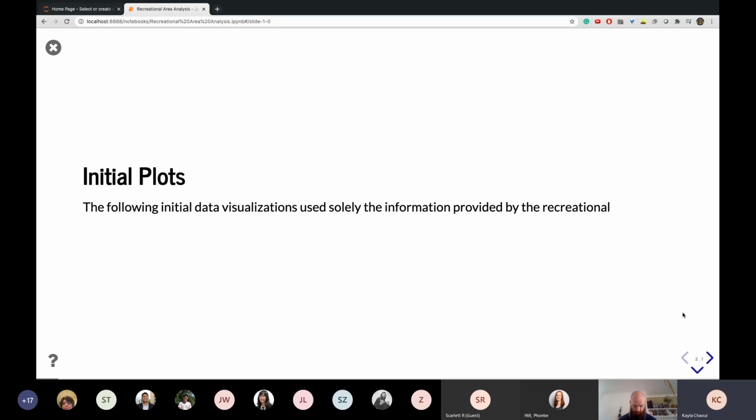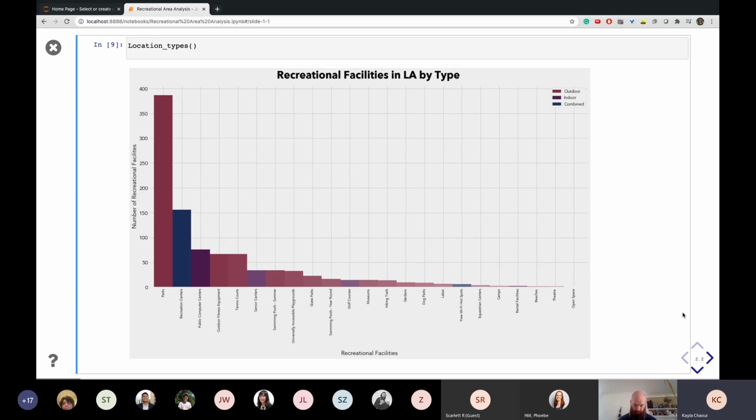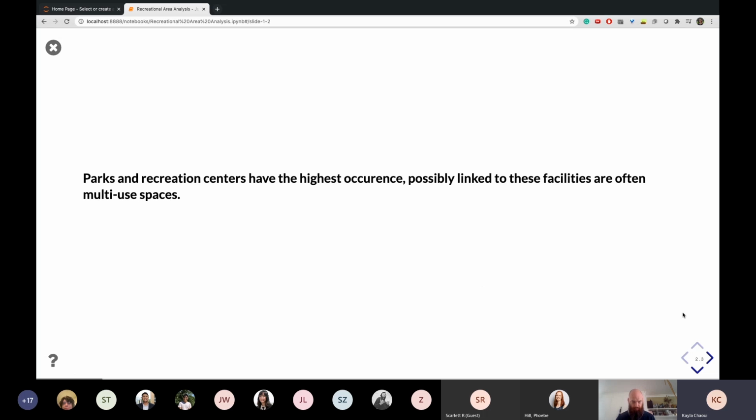This first plot ranks the number of facility types in the area. The 3 colors represent the category of the facility, indoor, outdoor, and combined, and the shade represents the count. There's a clear indication that parks are the most common facility type. And this is most likely linked to parks being multi-use facilities, including, for example, dog parks, skate parks, and playgrounds within them, which would reduce the count of some of these other facility types.